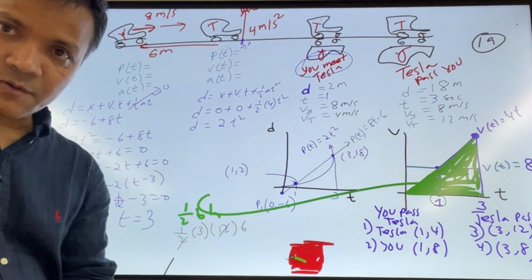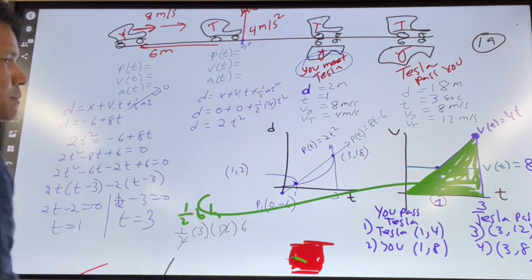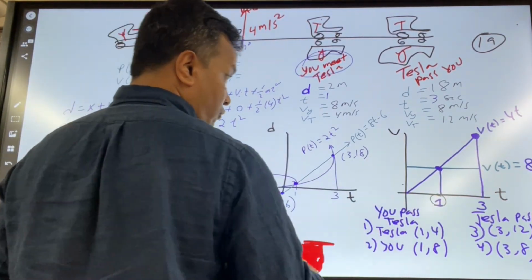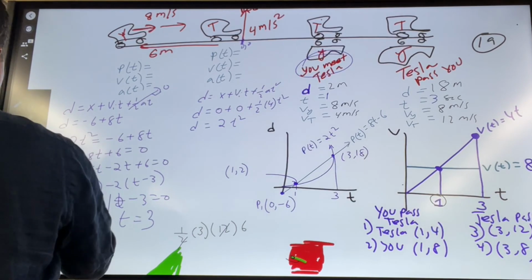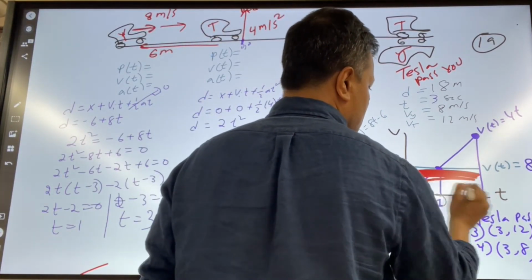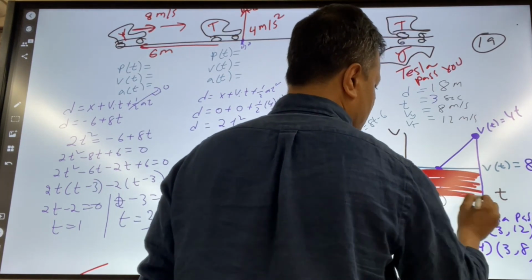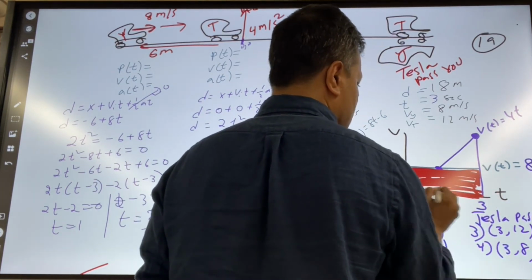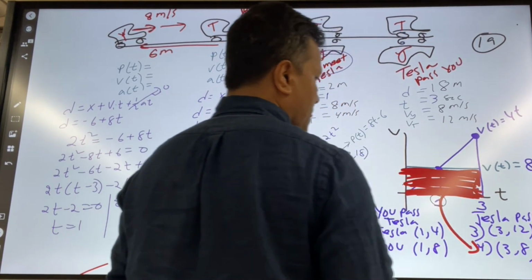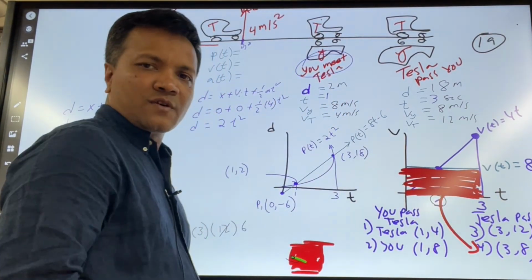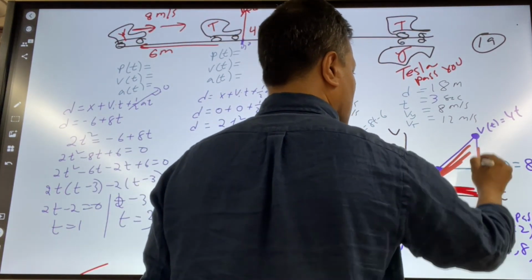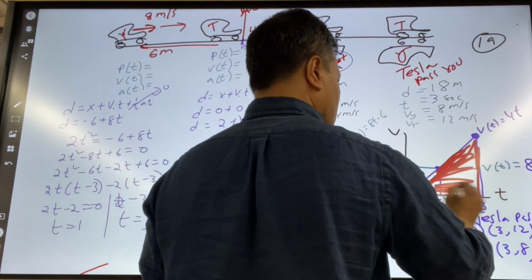Alright. So hopefully you understand this problem. Very important problem. Now, when Tesla passes you, for you, that would be this. This is Tesla passing you, for you. And when Tesla passes you, for Tesla, that would be this.